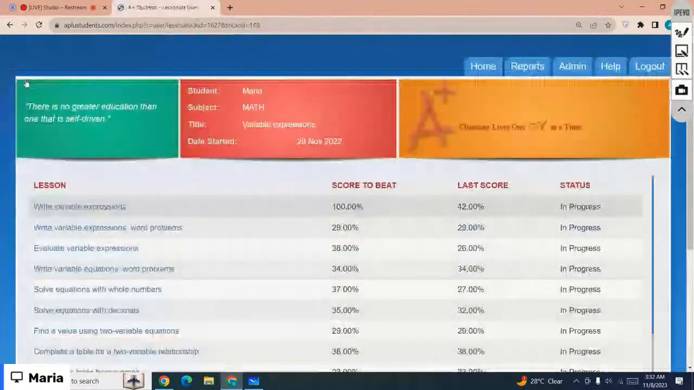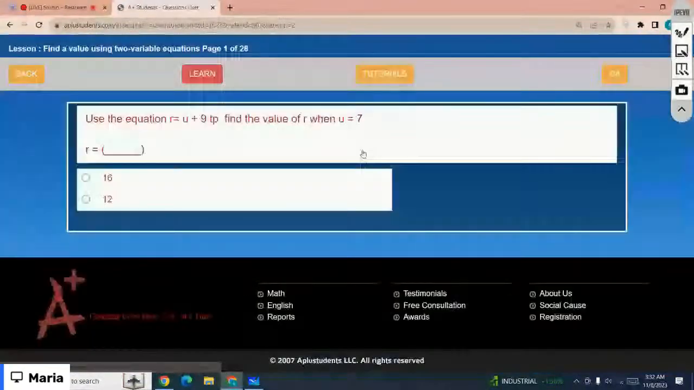The next lesson is find a value using two variable equations. Now, up till now, we've just been working on one variable equations. So you have to do exactly the same thing. You are given the value of both the variables. You just have to put the value in the equation and evaluate, right?